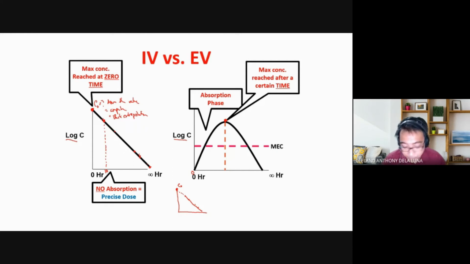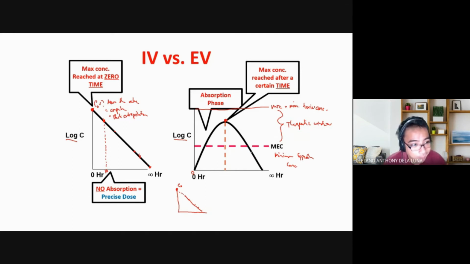Now notice, class, remember the therapeutic window? We have the terms MEC and MTC. MEC would refer to minimum effective concentration. And then, MTC would refer to your minimum toxic concentration. So sabi natin, class, the difference between MTC and MEC is the therapeutic window.